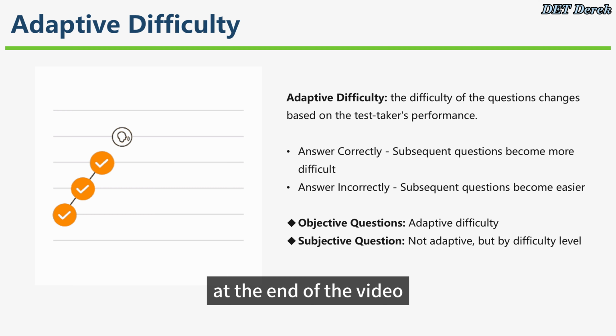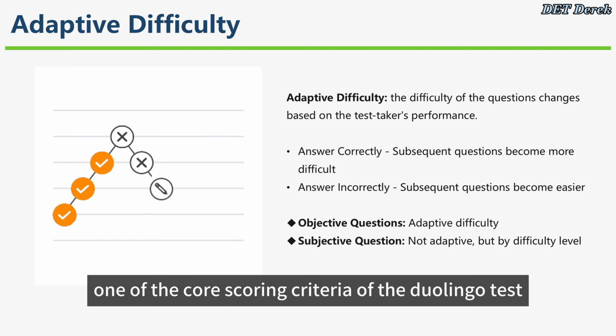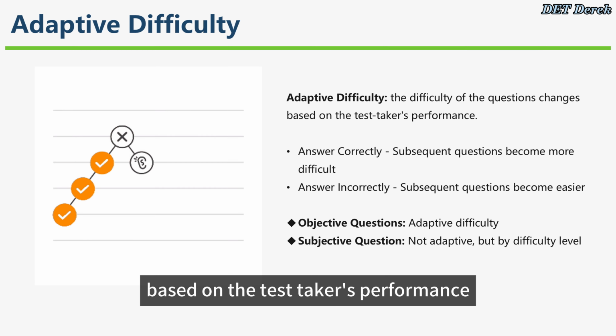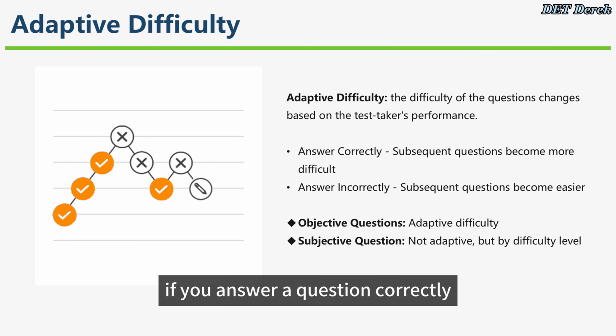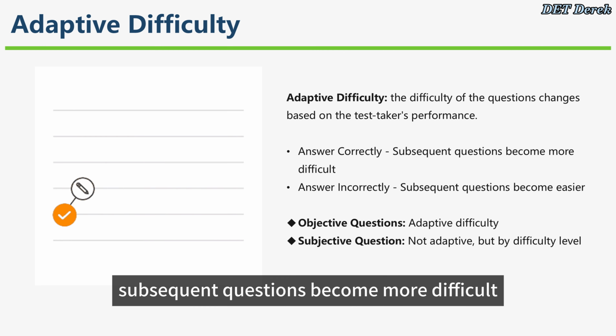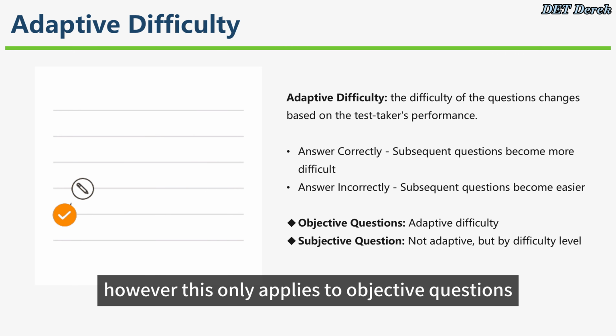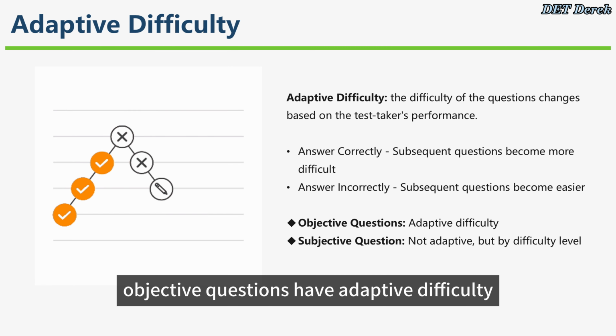At the end of the video, let's talk about one of the core scoring criteria of the Duolingo test: adaptive difficulty, meaning the difficulty of the questions changes based on the test taker's performance. If you answer a question correctly, subsequent questions become more difficult. If you answer incorrectly, subsequent questions become easier. However, this only applies to objective questions. Objective questions have adaptive difficulty.